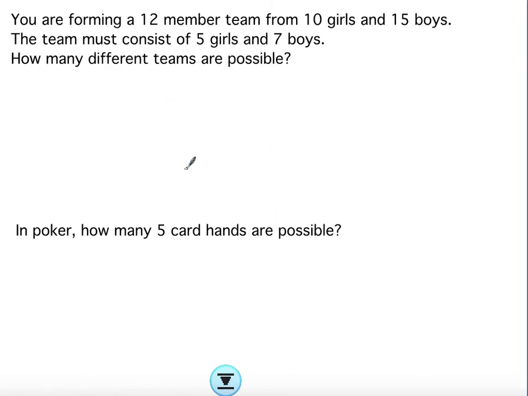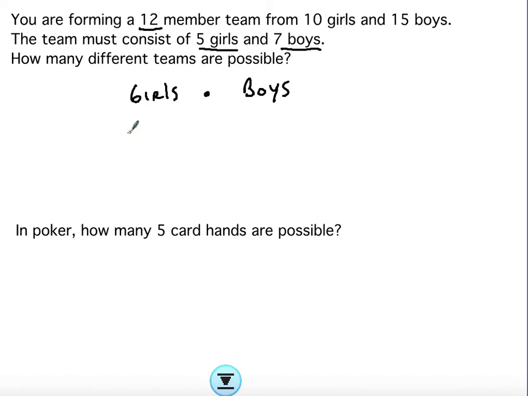This one. We're forming a 12-member team, and we've got 10 girls and 15 boys that we are choosing from. The team has to have 5 girls and 7 boys because it's a 12-member team, right? 5 girls, 7 boys makes 12 people. How many different teams are possible? Well, I'm going to have girls and I'm going to have boys. Those are independent events. Me choosing girls has no effect on me choosing boys, so I'm going to multiply. Again, that fundamental counting principle.